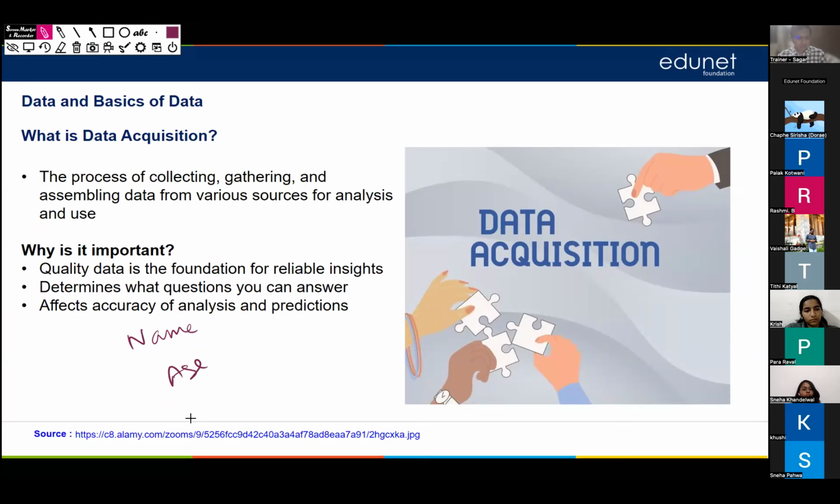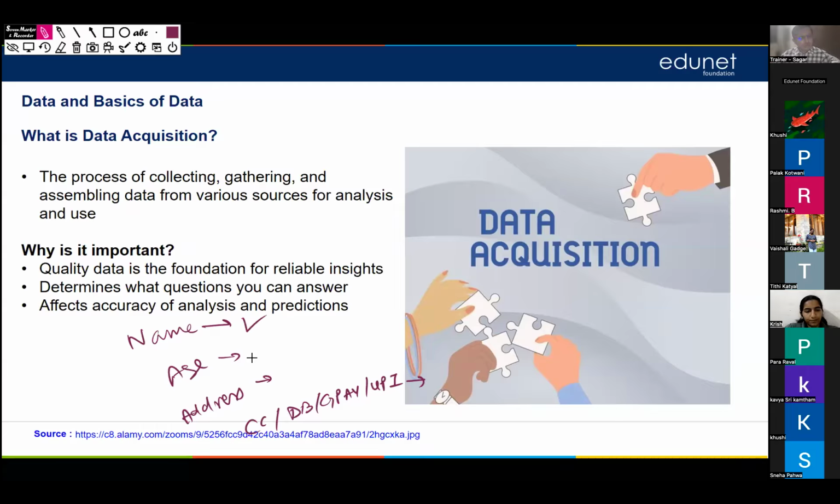Name, age, address, credit card, debit card, GPay, let's say UPI. Right? Since we have talked about your earlier applications, we'll stick to Myntra and Amazon. Do they collect your names? Yes, sir.